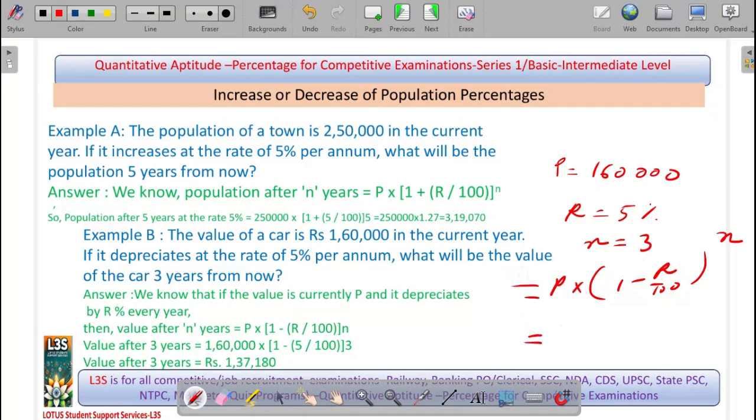Okay, so 160,000 into (1 minus 5 by 100) to the power 3. So if we calculate this, we'll get 137,180.